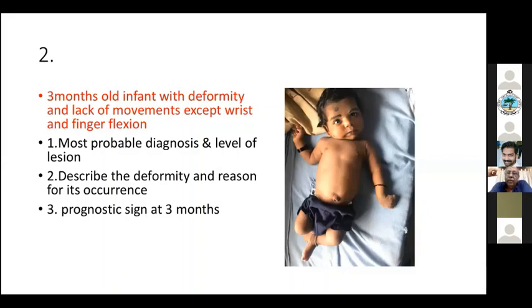So what is the most important prognostic sign that you will look for at 3 months? Shoulder abduction? No. Contracture of internal rotation and adduction? No. Abduction of the shoulder? No. The most important is the elbow, starting from 3 months to around 6 months, which will tell you that this palsy is going to recover.